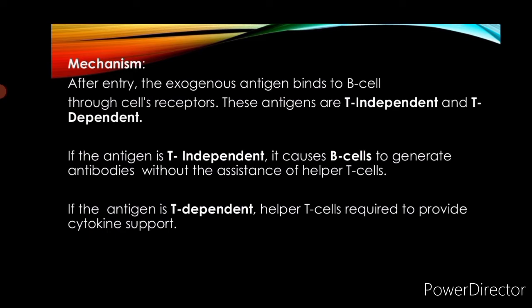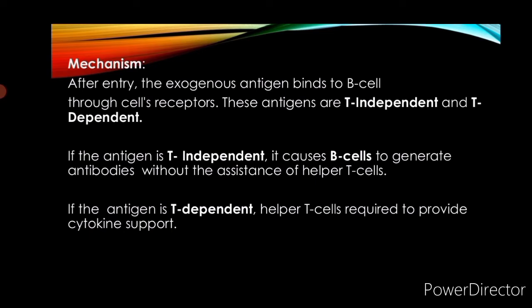In the T-independent case, if B cells are triggered to produce antibodies, B cells could form plasma cells, which in turn produce antibodies. And if the antigen is T-dependent, helper T cells are required to provide cytokine support.